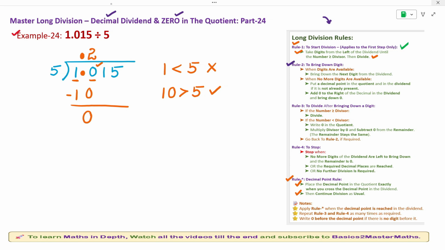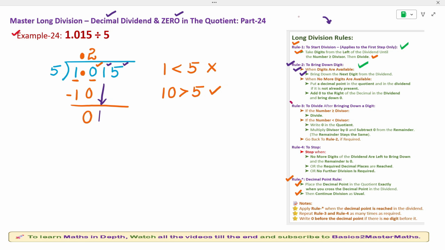Let us apply rule 2. When digits are available, bring down the next digit from the dividend. In this case, since digits are available, bring down the next digit 1. Now rule 2 is complete.